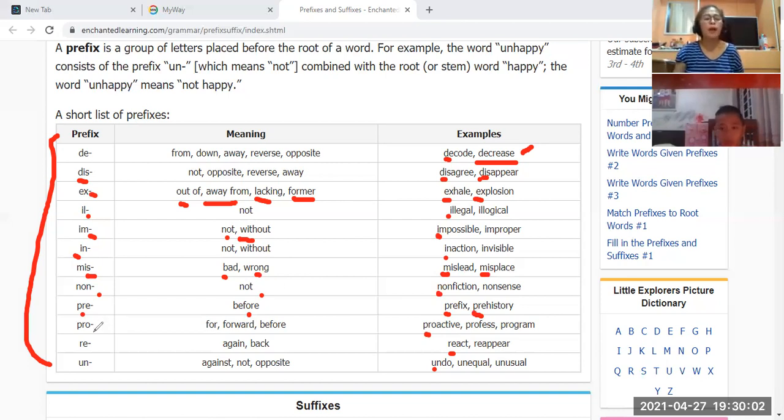What do you mean by the prefix pro? Pro means forward, before. It's pro, okay? Proactive. It means proactive.